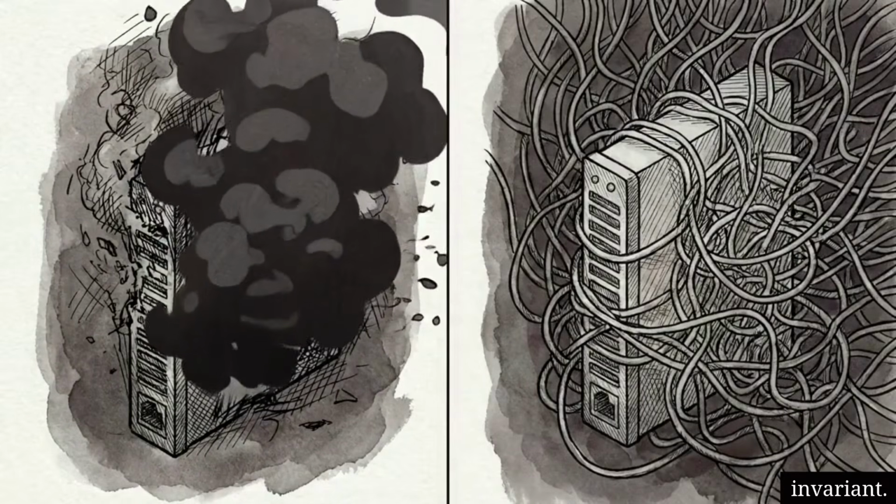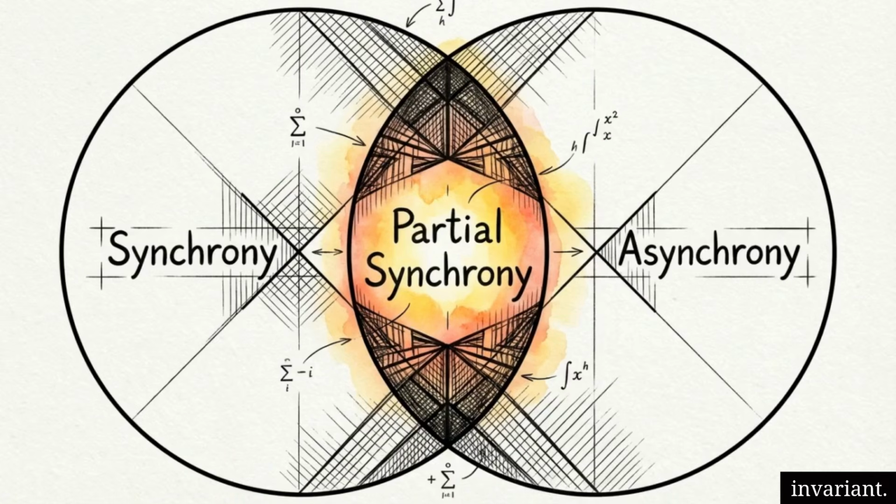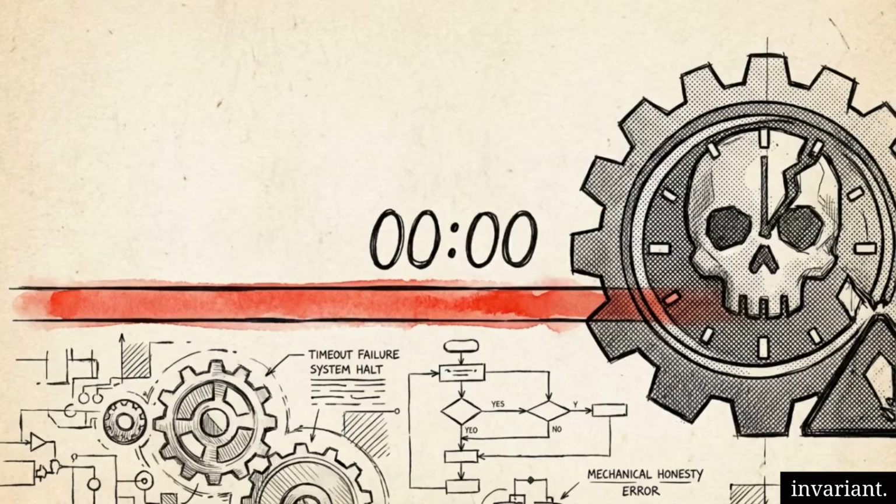heavy network delay. Because pure synchrony is impossible and pure asynchrony prevents consensus, practical databases must operate under partial synchrony. They rely heavily on structured timeouts to navigate network failures.